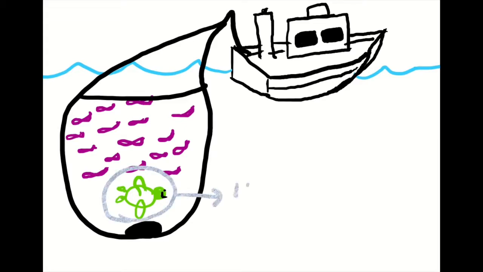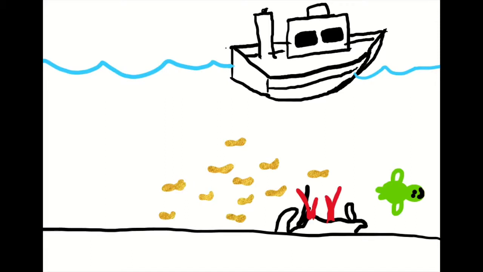This method can result in a large amount of bycatch, unfortunately. See, for example, this turtle was simply swimming with the fish, and because of this net, she also got trapped inside. The second type of fishing gear is trawls.